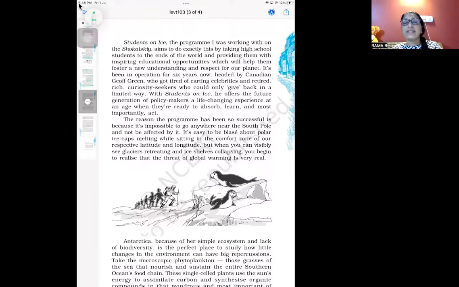With Students on Ice, he offers the future generation of policymakers a life-changing experience at an age when they are ready to absorb, learn and most importantly act. मतलब उनका मानना है कि जो छोटे बच्चे होते हैं, मतलब आपके जैसे जो स्टूडेंट्स होते हैं, they are the right person for taking this decision since you are in the age when you are ready to learn. जब आप बड़े हो जाते हो ना, उसके बाद कहते हो हमने बहुत लर्न कर लिया. This is the time when you are ready to absorb and of course you want to act. ये पेपर का क्वेश्चन है कि why the students of high school are taken for this expedition.